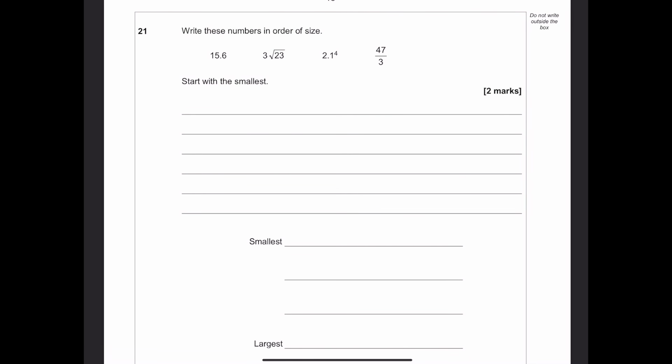Write these numbers in order of size. Start with the smallest. I think it might be best if we use approximations and try and get them all into a decimal like the first one. For this one here at the end, it's going to be 15.6 recurring. Now think about it, 48 divided by 3 is 16, and a third is 0.3 recurring. So if you minus them from each other, you're going to get that. That's how I've worked that one out.